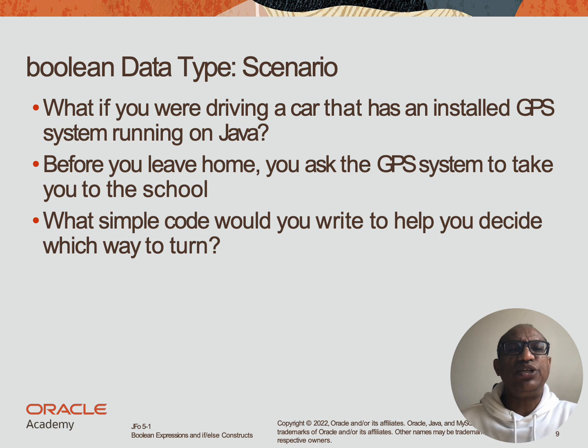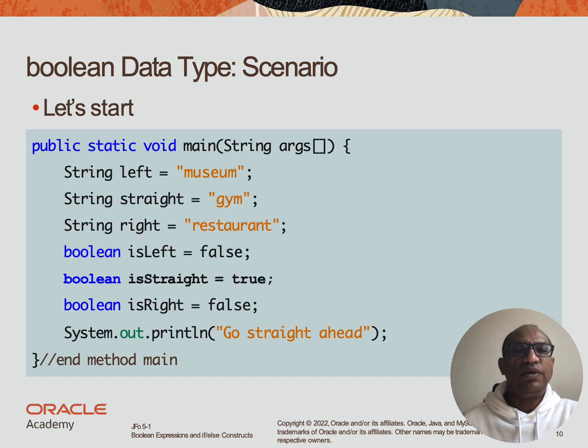Let's expand on this with a GPS analogy. If you're navigating to school, which direction should the GPS take you based on what's true? Here is a simple code example. Depending on which Boolean is true, the GPS declares which way to go. In this case, go straight ahead is printed. Based on this simple code, the car will go in the direction that has a Boolean variable with a value of true. Note, enhancing this example with more code will be covered further in this lesson.